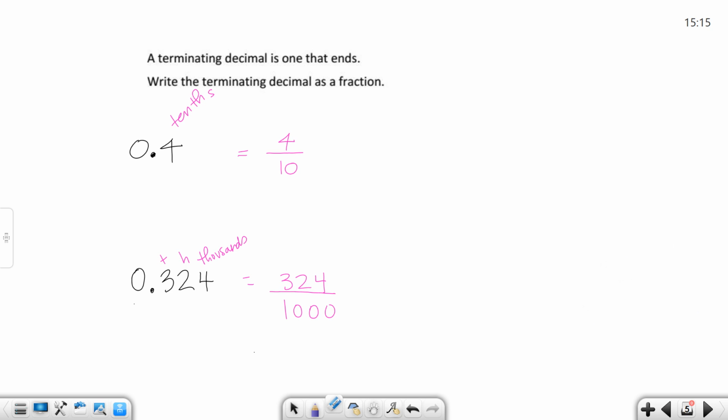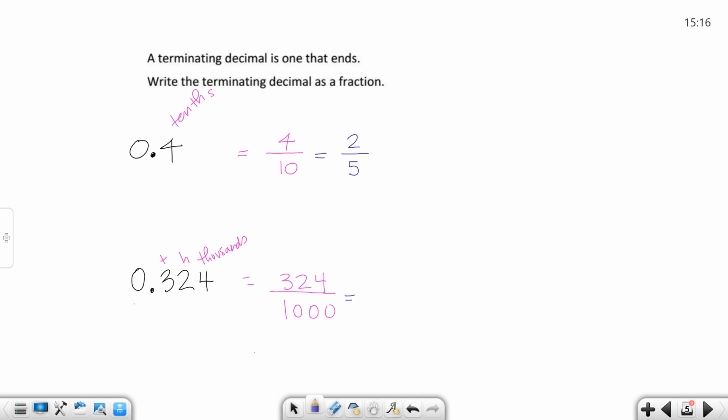Okay, so that's how you start. That's how you actually write it as a fraction. But in your work this week, it's going to ask you to write it as a fraction and make sure it's reduced. So if you reduce this first one, it's going to reduce by 2. So that's a 2/5. So 2/5 is the same thing as 0.4 or 0.40.